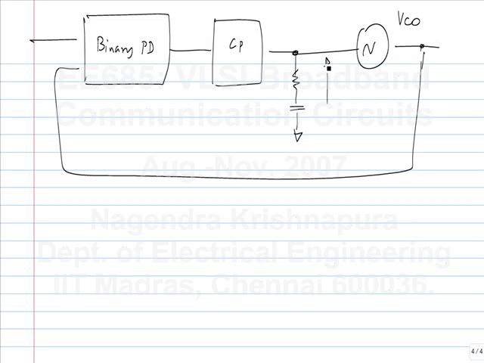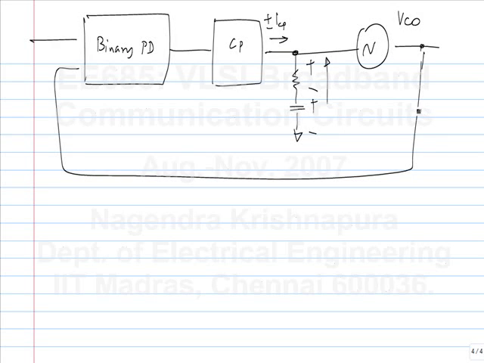So what happens is the charge pump will put out either plus ICP or minus ICP into the loop filter. What will that do to this voltage? No, it will not be triangular. See, the part across the resistor will be a square wave. The part across the capacitor will be a triangular wave. But the amplitude of the triangular wave is much, much smaller than the amplitude of the square wave.